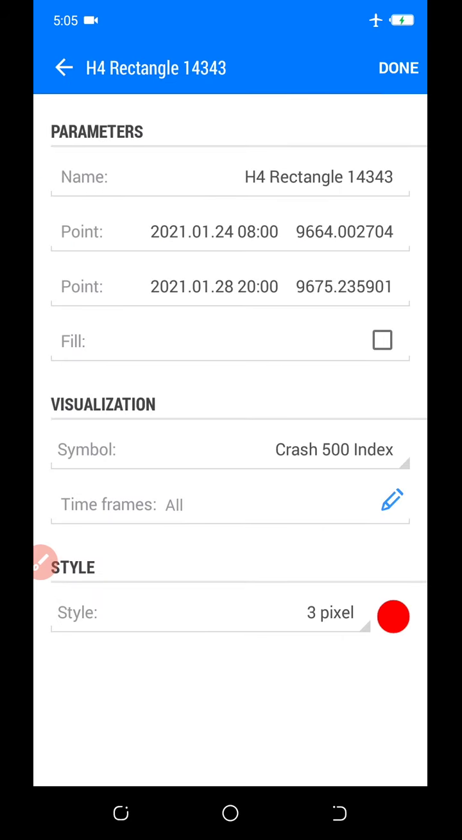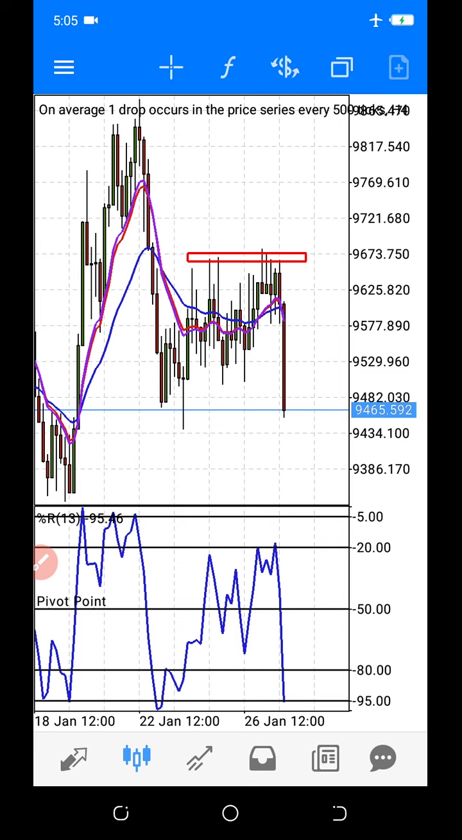Okay, so I've seen a clear area here. So that looks like what? Okay, that looks like resistance. Okay, and there's a lot of rejection, price rejection. That's why we had this long sell on Crash 500.